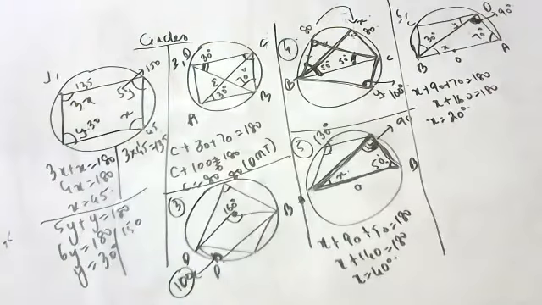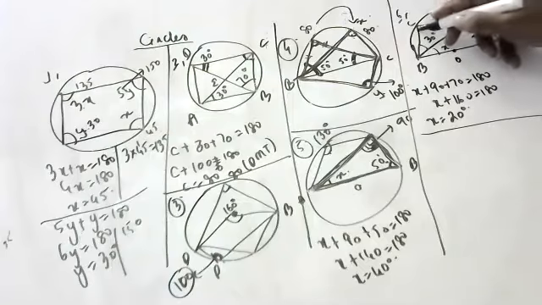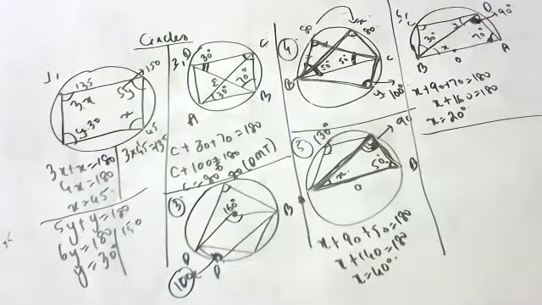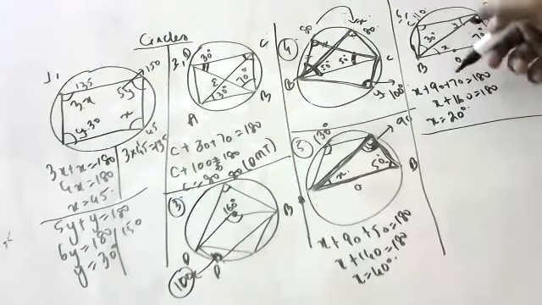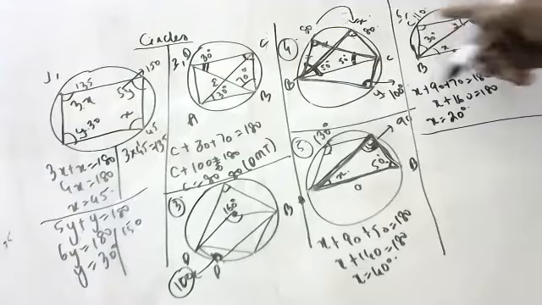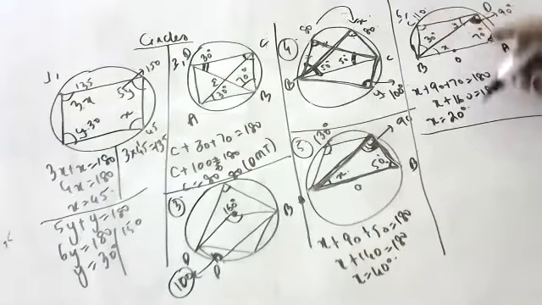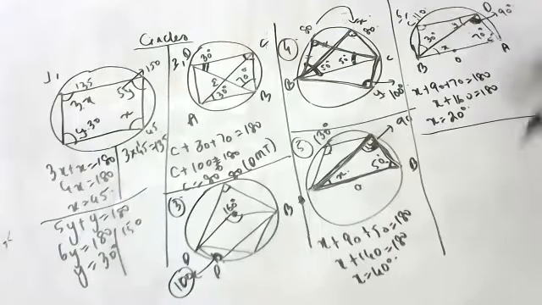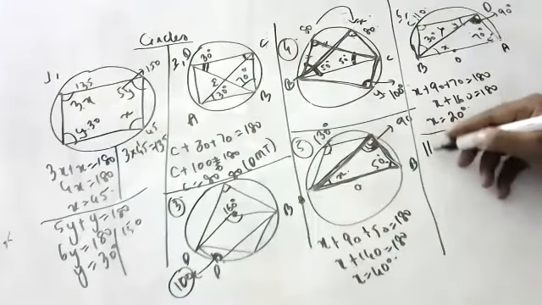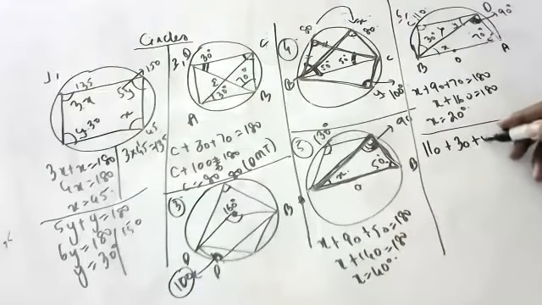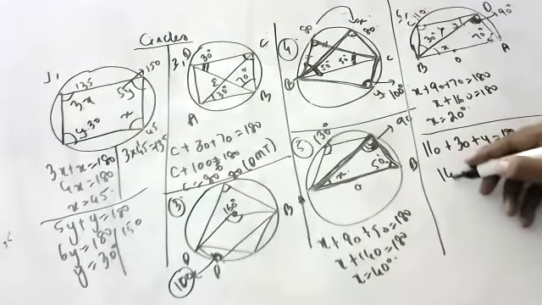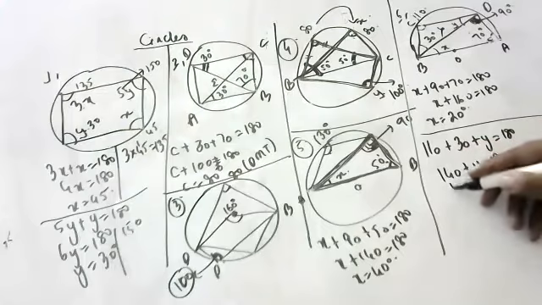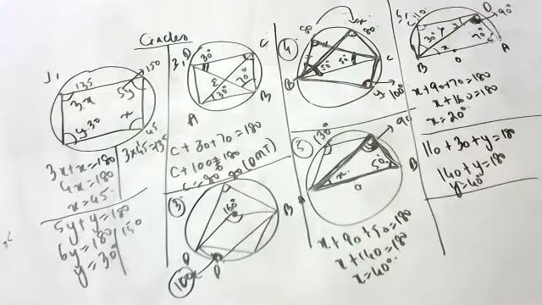Now how to find out y? Come on, Neeraj. Very easy. If this is 70, that is 110, sir. Why 110? Because in a cyclic quadrilateral, opposite angles are supplementary. Now apply angle sum property for this. 110 plus 30 plus y is equal to 180 degrees. 140 degrees plus y is equal to 180 degrees. y is equal to 40 degrees.